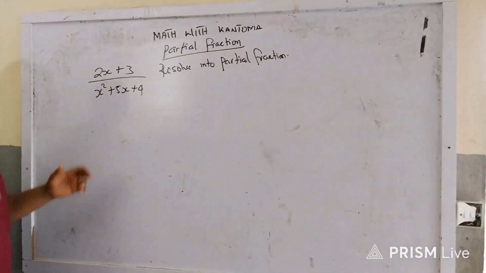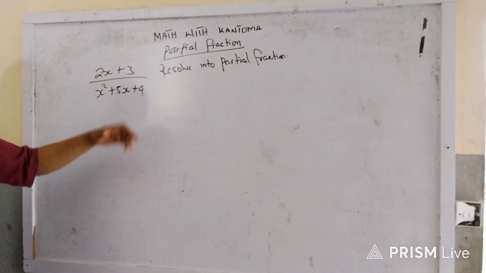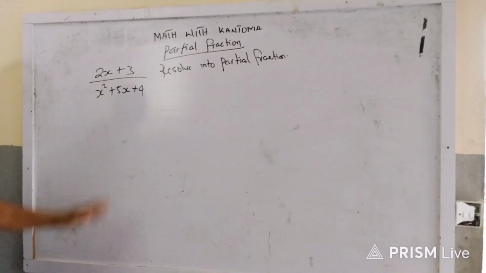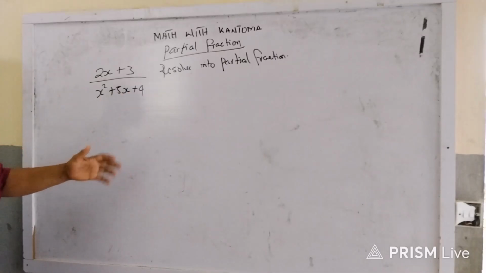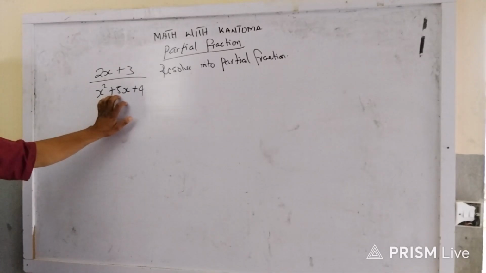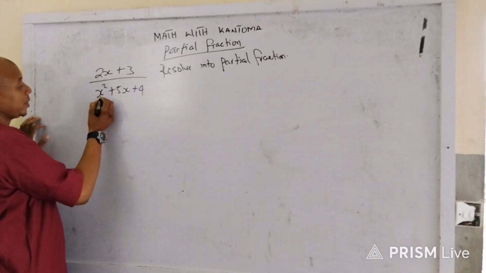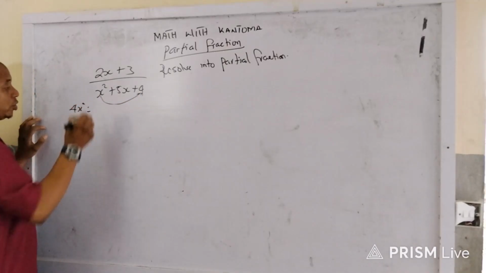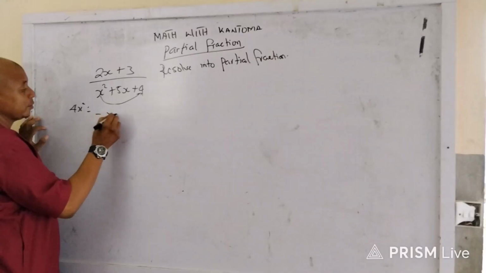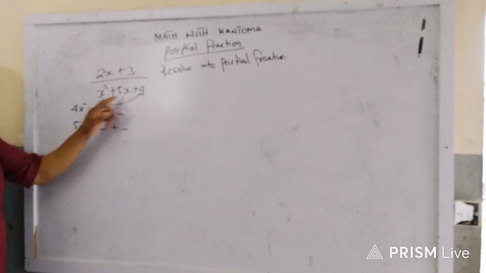Now the second rule says we resolve the denominator into its prime factors before we resolve into partial fractions. This is a quadratic expression, so I can solve it using the factorization method. We multiply the first and the last values, so we have 4x squared. Now we look for two factors which, when multiplied, give 4x squared, and when added, give the middle value 5x.